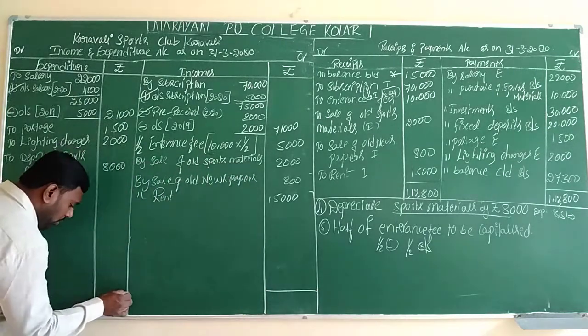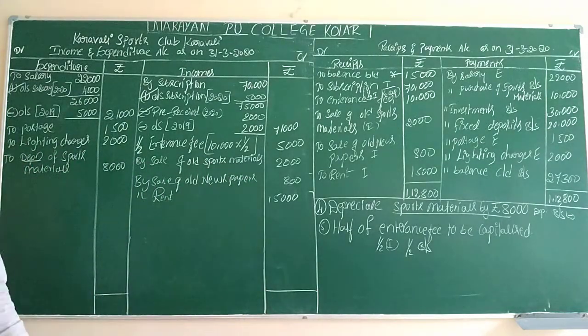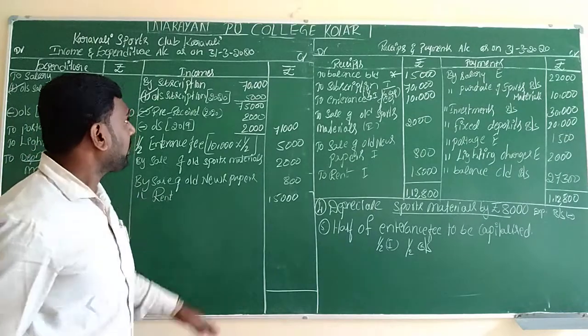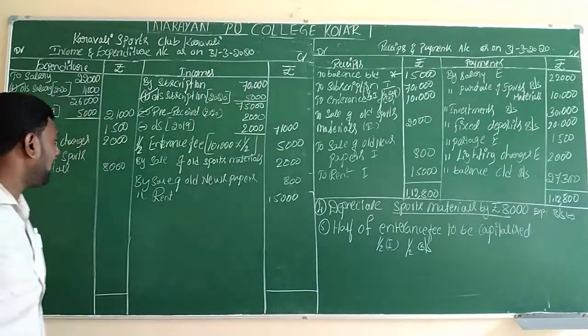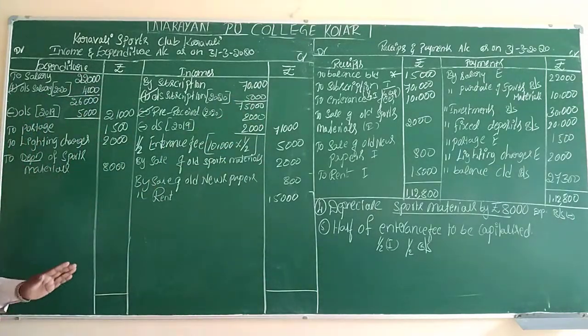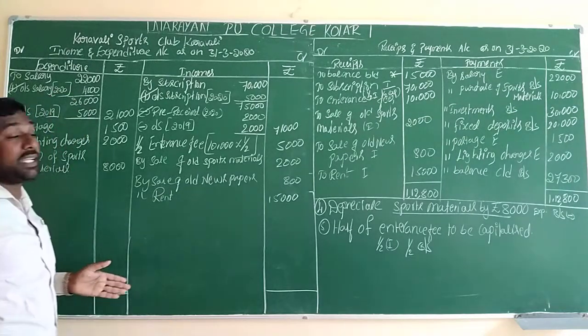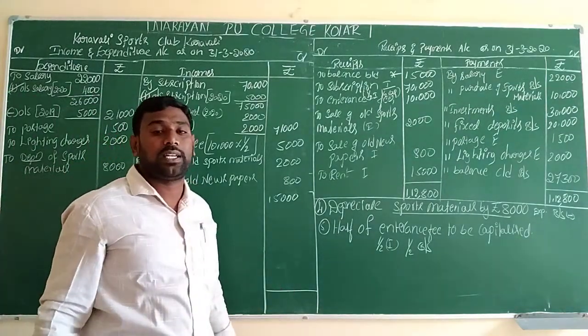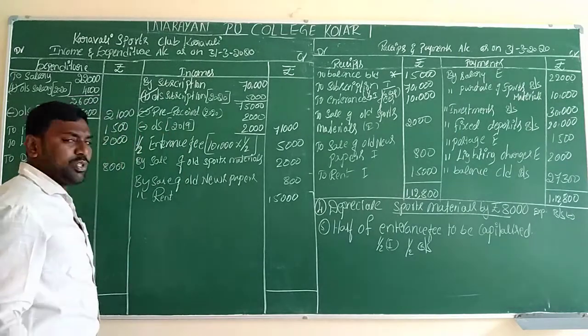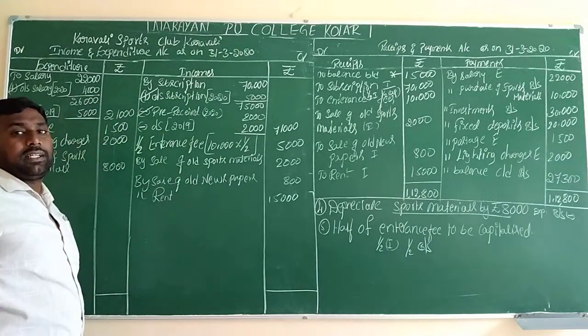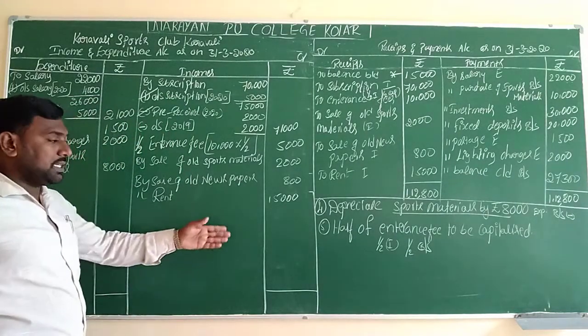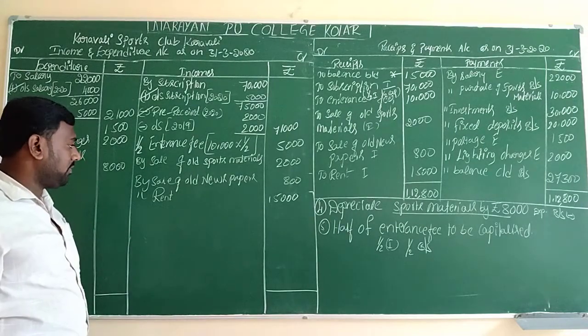Now we have to know whether we have to get a surplus or deficit. If the credit side has a higher value than the debit side, we will get surplus. If the debit side has the higher value than the credit side, we should consider it as a deficit. Surplus or deficit we have to get.